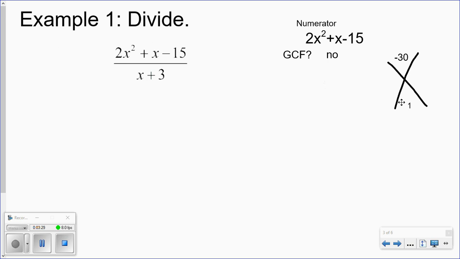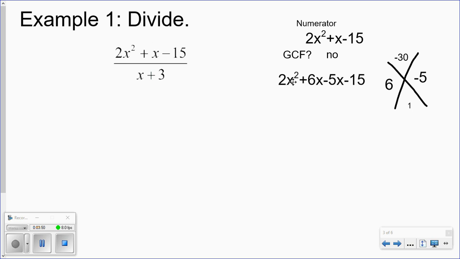Then the next one would be 5 and negative 6. That gives me negative 1 when I add them. So let's try the opposite numbers. 6 and negative 5 does add to be 1. So those are the numbers that I'll use to fill in this x, which means those are the numbers we're going to use to replace this middle term.